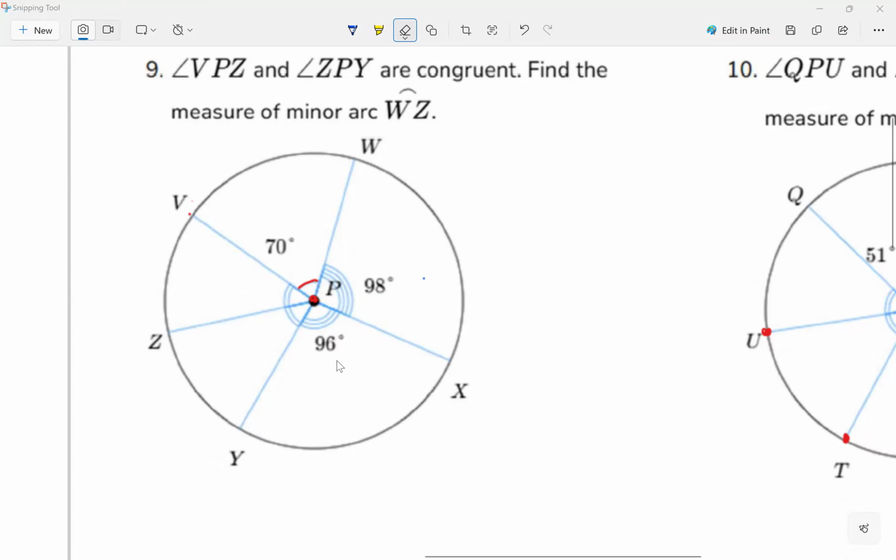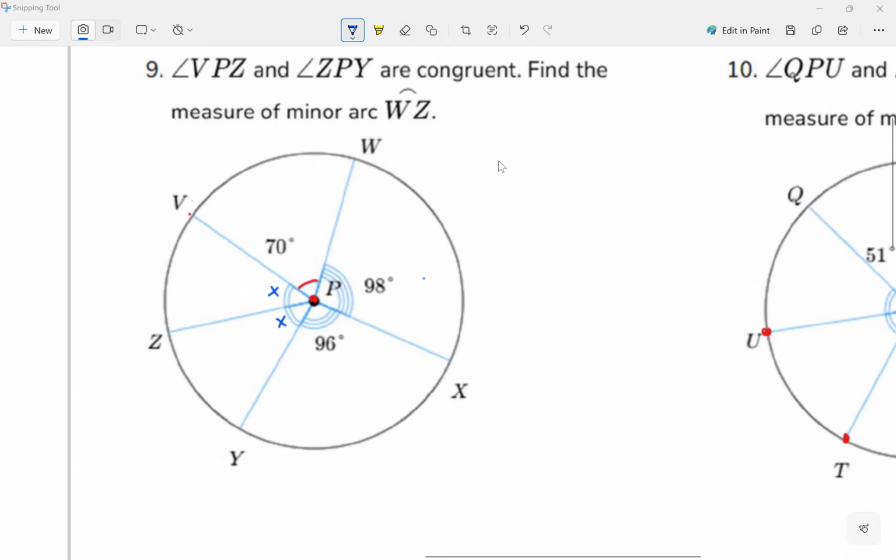Okay, so VPC, we're going to say, I don't know how big it is, so I'm going to call it X. My pen just gave up, so I'm actually going to write like this. Now ZPY, I'm also going to call it X. Remember back in algebra, we learned that when we don't know the value of something, we replace it with a letter. So I call it X, each of them.